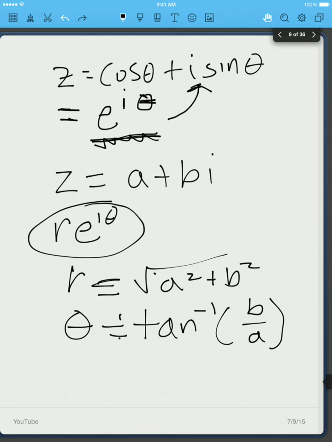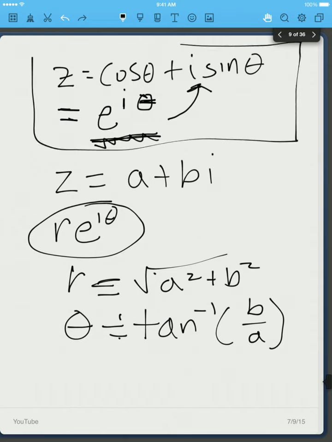In the next video, there are multiple proofs for this, but I'll give a power series proof of why these are equal.